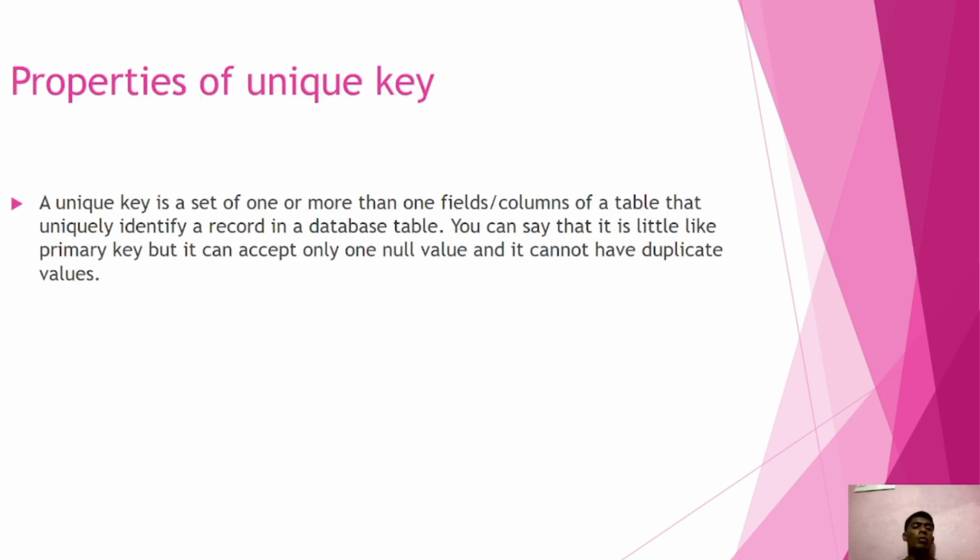What are the properties of a unique key? The unique key is a set of one or more fields or columns of the table that uniquely identify the record of the database. You can say that it is a little like a primary key, but it accepts only one null value, and it cannot have duplicate values. Okay. Last, the advantage of the unique key.